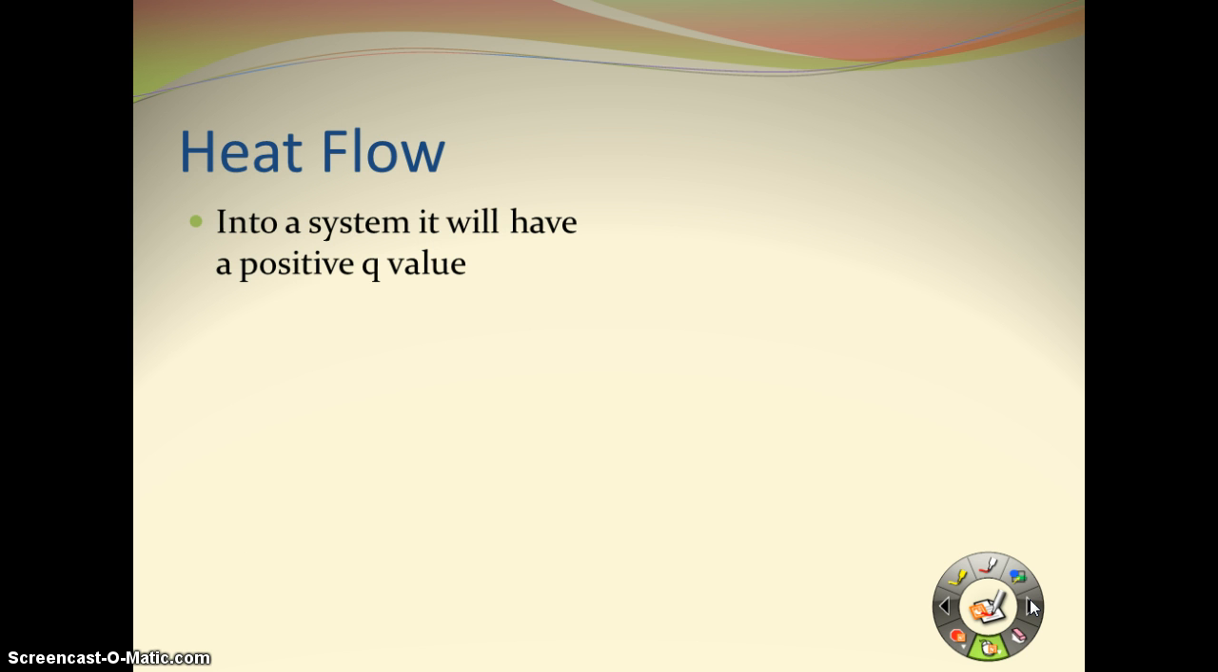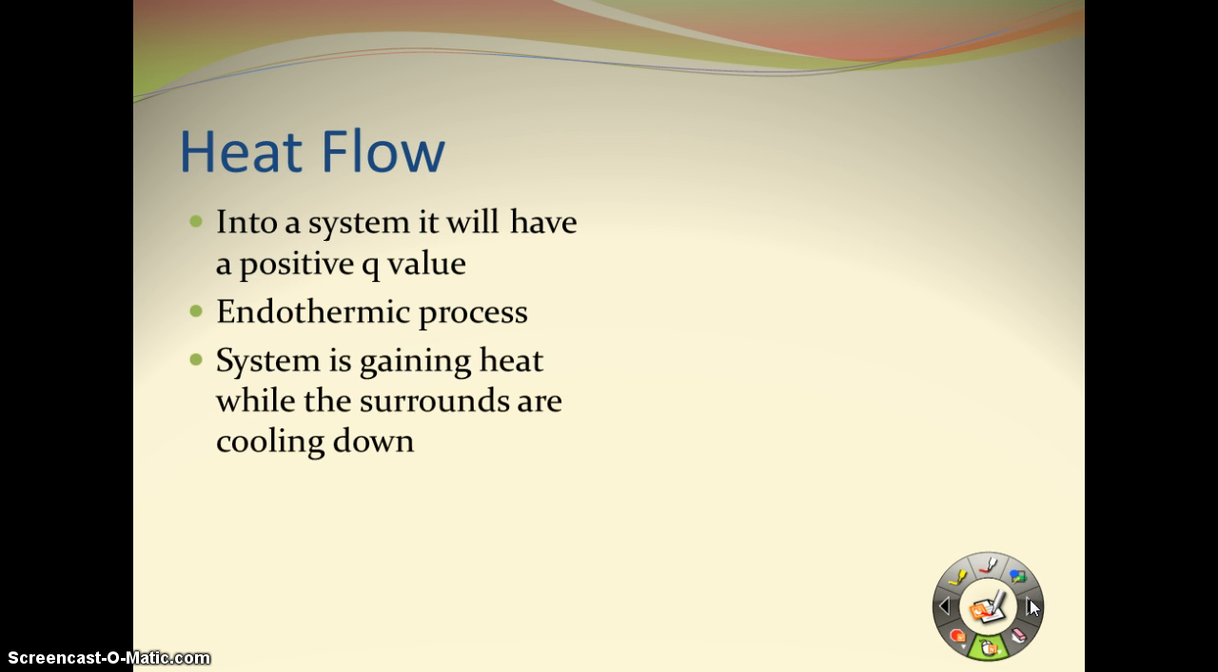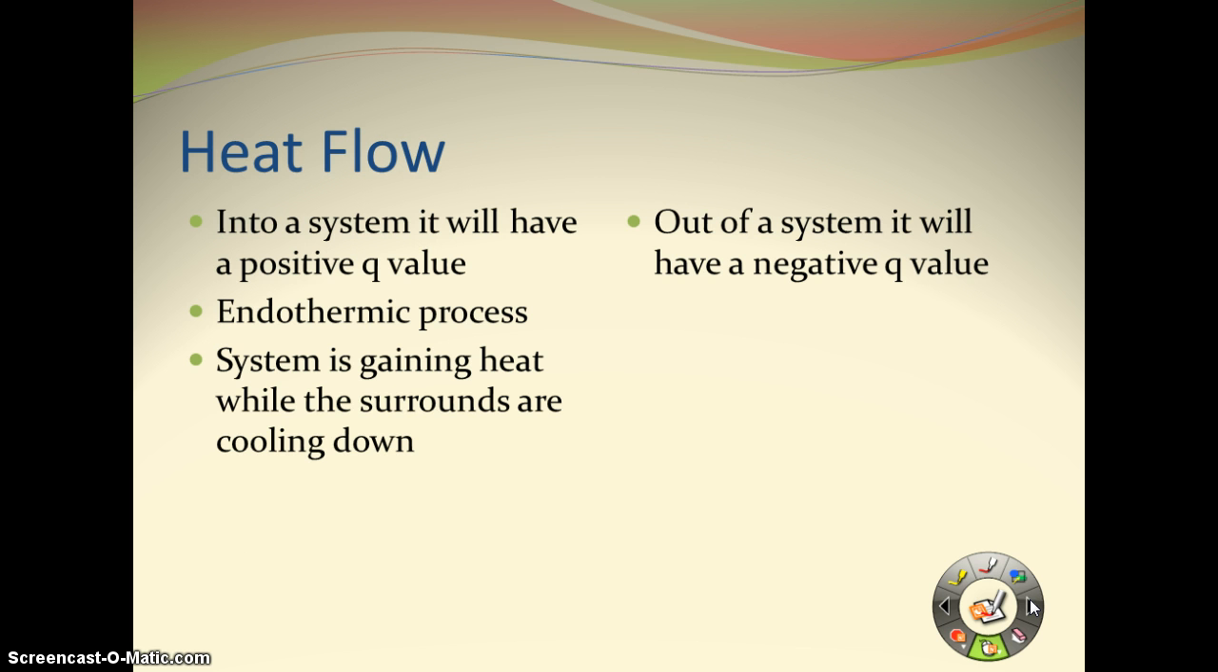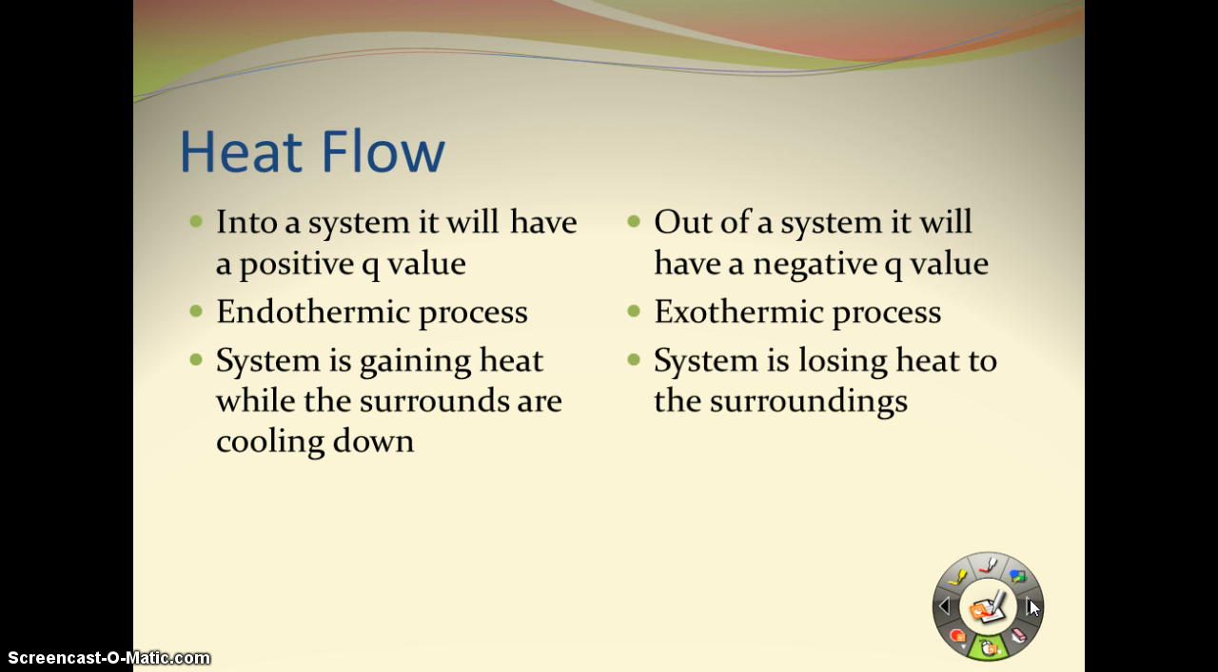Heat flow. If it flows into a system, you're going to have a positive Q value, and that is an endothermic process. It is absorbing heat while the surroundings are going to be cooling down. So the ice cube in your hand, the ice cube is absorbing the heat, your hand is cooling off. If it flows out of a system, it will have a negative Q value. So this is where you would have a cup of coffee. Heat's flowing out of the cup of coffee. That's going to be exothermic, and then the system would be losing heat to its surroundings.